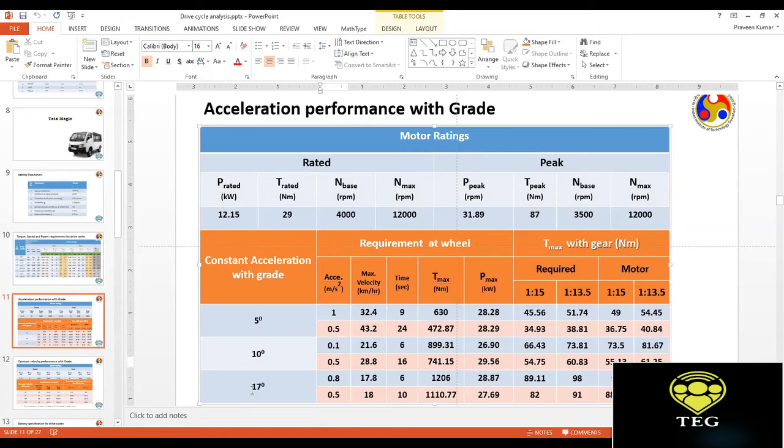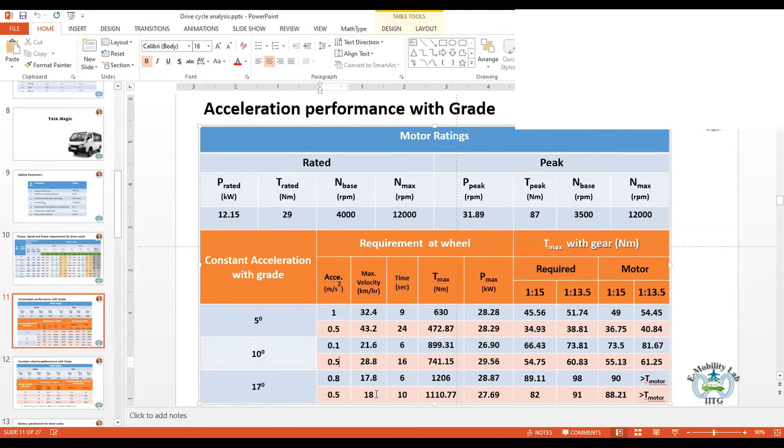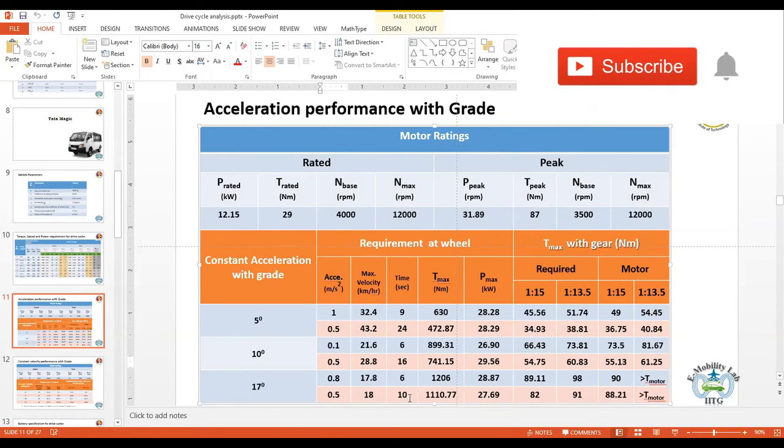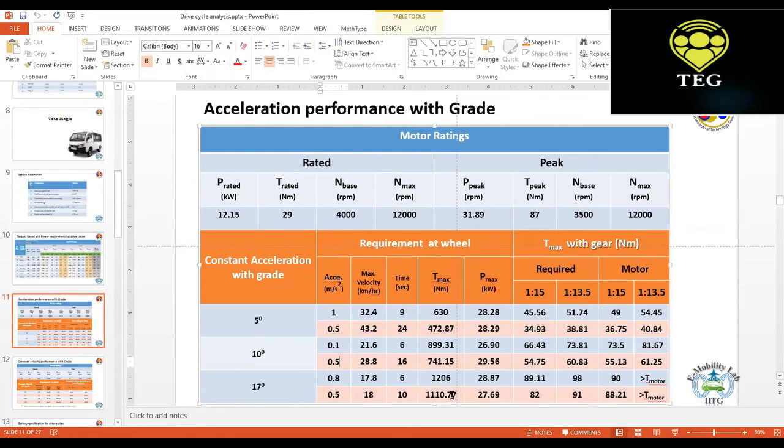So if you want to go on a grade of 17 degrees, that means you are really climbing a steep hill, which might be a possibility in hilly states like Himachal, Uttaranchal, or Arunachal, Sikkim, and so on. They have very steep climbs in the cities as well. Okay, so in that condition, if you want to have, let's say, an acceleration of 0.5 meter per second square, and would like to reach a maximum speed of 18 kilometers per hour on the climb in around 10 seconds, then you need more than 1000 newton meters of torque at the wheel. So this is how the demand on the wheels keeps on changing.